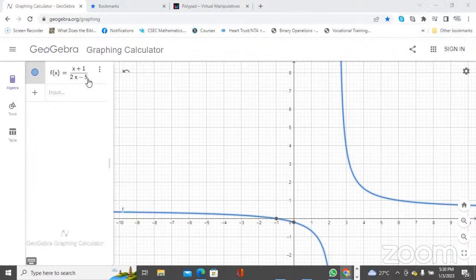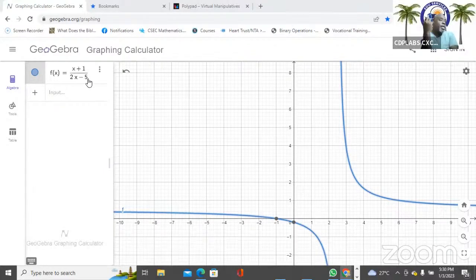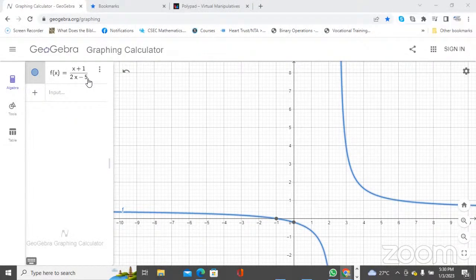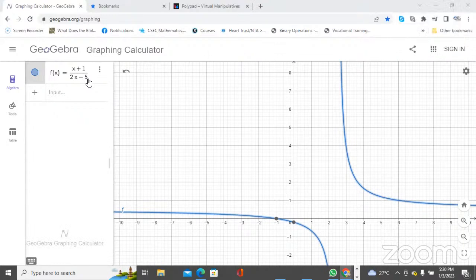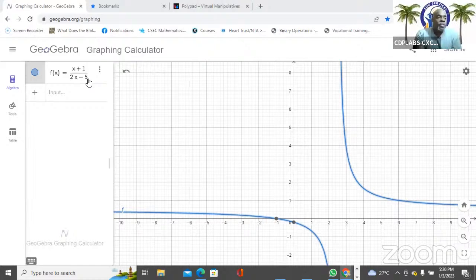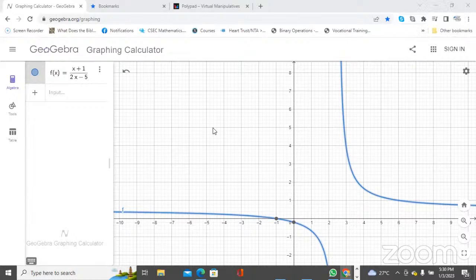4. Good. And 2 times 3 is how much? 6. And 6 minus 5? 1. So it's 4 divided by 1, which is the same thing as 4. Good. All right. So all you do is, wherever x is equal to the value, you can work it out. That's how you do that.